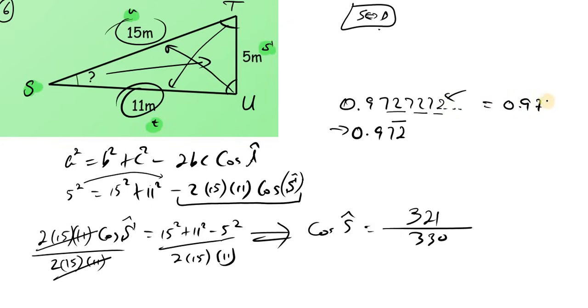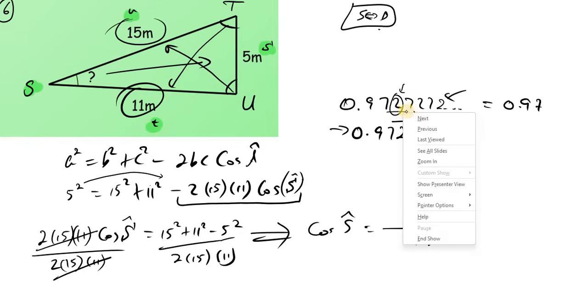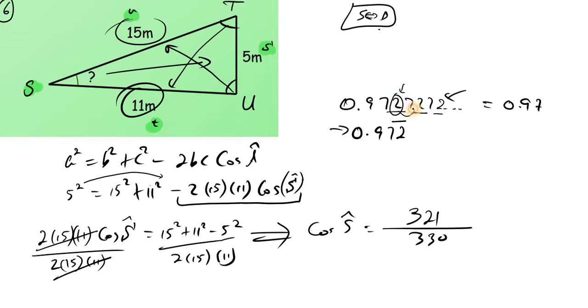0.97, that's 2 decimal places. Now to put the third decimal place, we need to ask ourselves, should we add 1 to this digit here or maintain it? Well, check the next digit. It's 7, and 7 falls in the category of 5 or more, so we're going to add 1 to 2 and get 3. So it's 0.973.